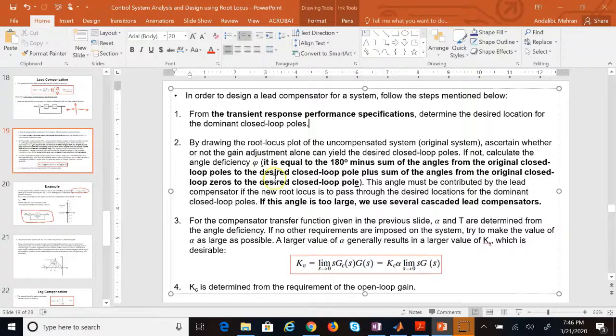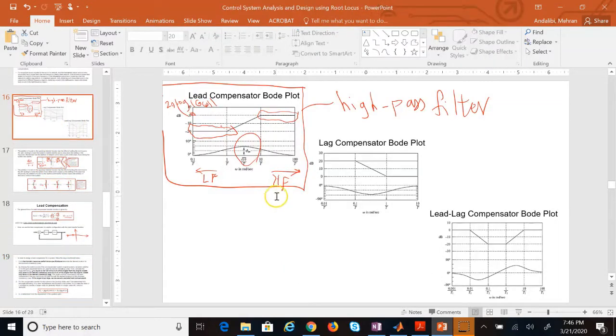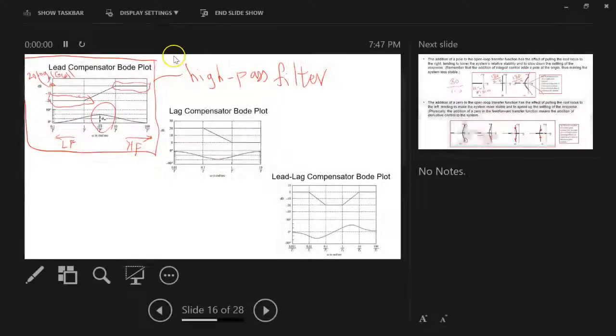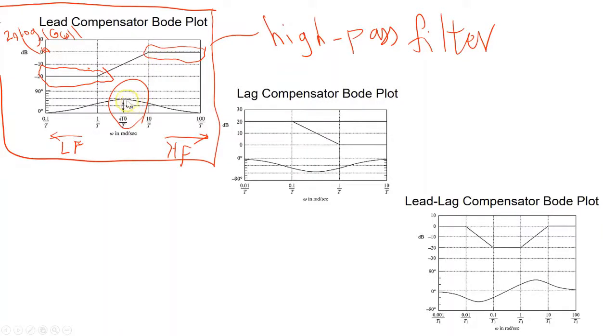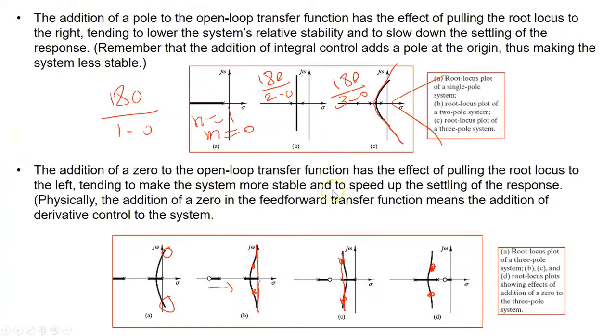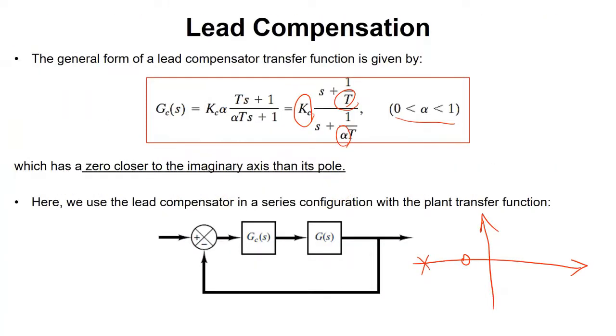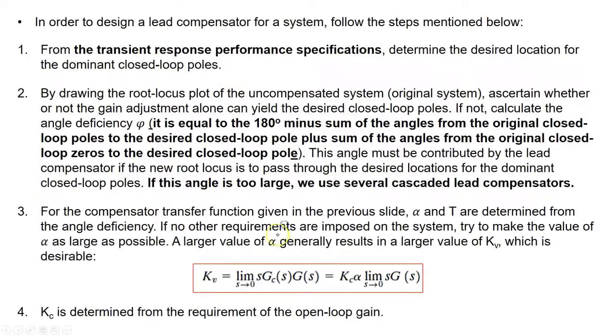Now, if this angle is too large, like if you go back and look at this picture, what is the angle? You see that the lead angle contribution phi m for a typical one here, I maximize this for you, is around 60 degrees or so. So somewhere between 0 and 90 is typical, but if you found you need 150 degrees or so, maybe instead of using one of them, use a cascade. So you might add one here and then one here.